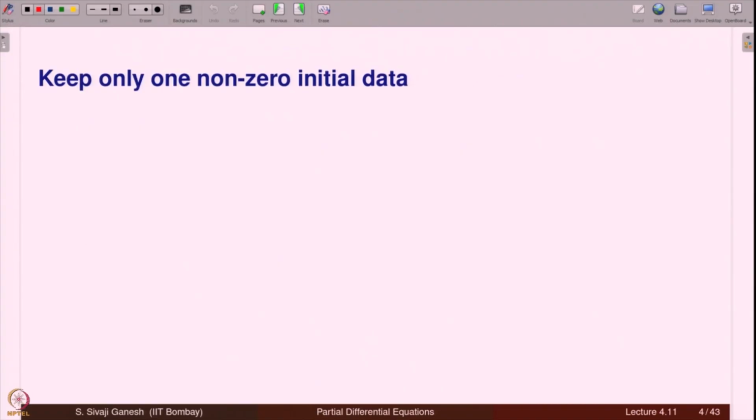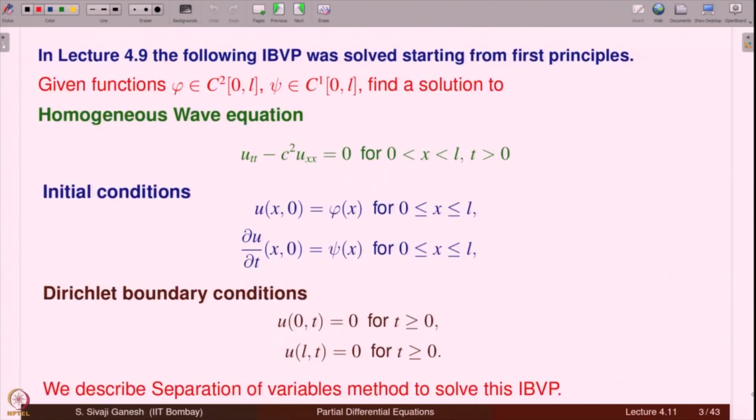So, first thing is to keep only one non-zero initial data, that is, keep either phi or psi. That means keep phi and make psi 0, or make phi 0 and keep psi. In this lecture we are going to consider psi equal to 0, for obvious reasons, because the equation is linear. Therefore, if you solve this IBVP with psi equal to 0 and then one more IBVP with phi equal to 0, and add these two solutions, you will get the solution to this IBVP.